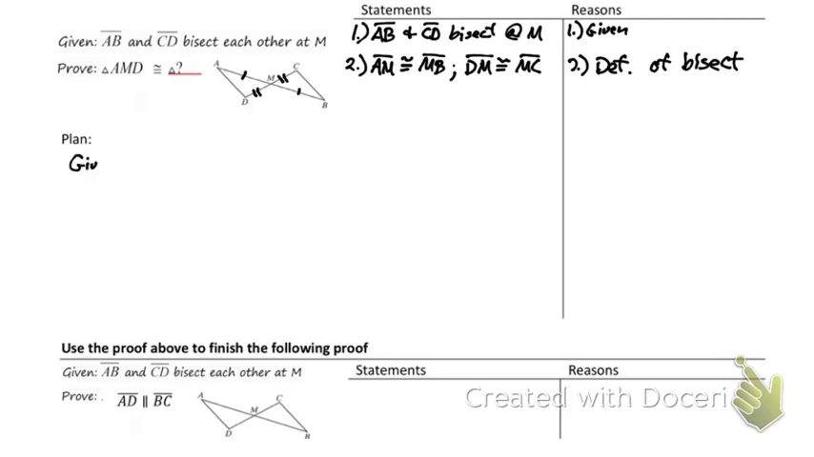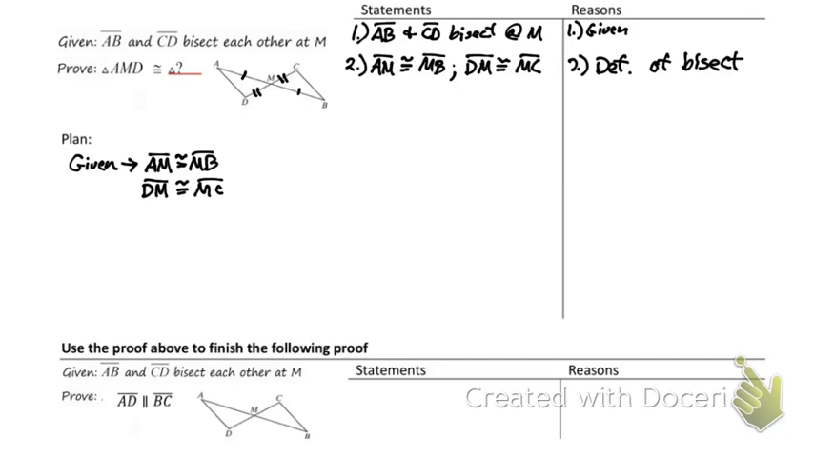My plan was, from the given, I knew that AM is congruent to MB, and I also knew that DM is congruent to MC. Cool. I want to prove that these two triangles are congruent.